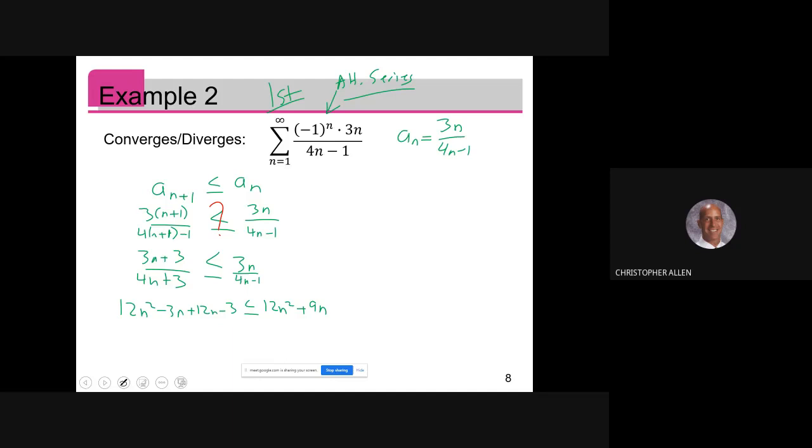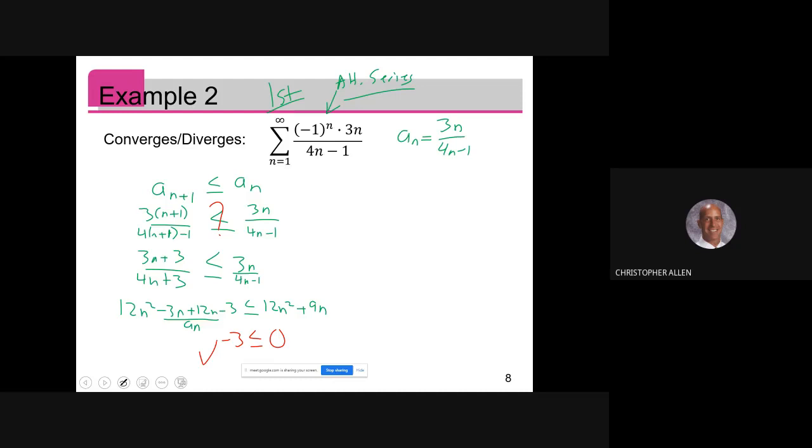Now note that those 2 together there, those are 9n. Would you agree? So what cancels? Everything except for that minus 3. So you're left with -3 less than or equal to 0. Would you guys agree that -3 is less than or equal to 0? Great. Looking good.